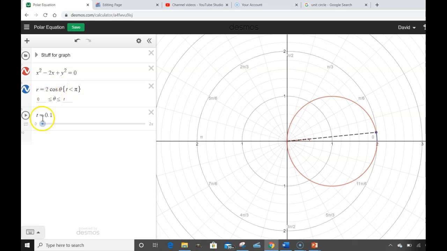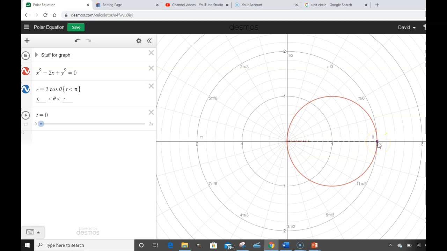So let's think about this. What is the cosine of 0, when I start off? The cosine of 0 is 1, right? Look on your unit circle. Cosine of 0 is 1. Cosine of 0 times 2 is 2. So r is equal to 2. The radius, the distance from the origin out, is 2 at an angle of 0.